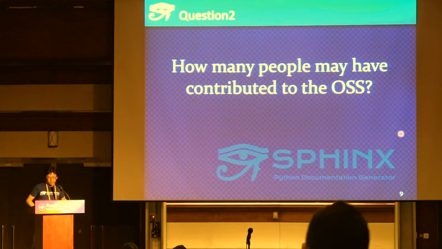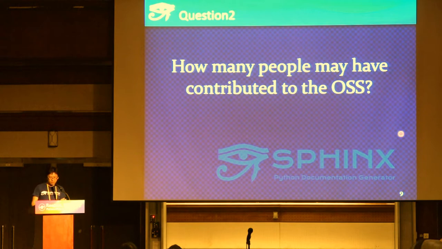In my opinion, using OSS is the first contribution. And also, we can say that introducing the OSS to other people is another contribution. So almost everybody who raised a hand at first is already contributing, I think.